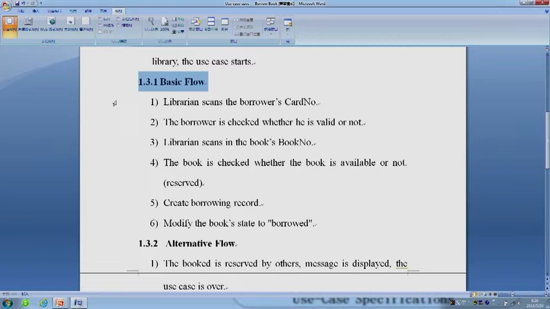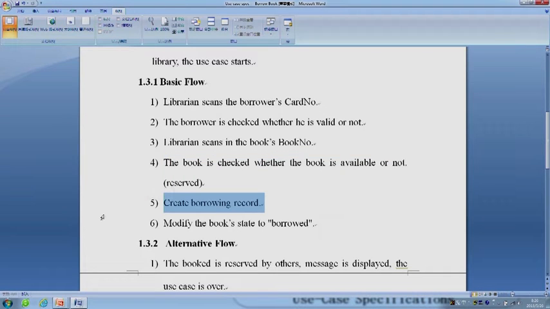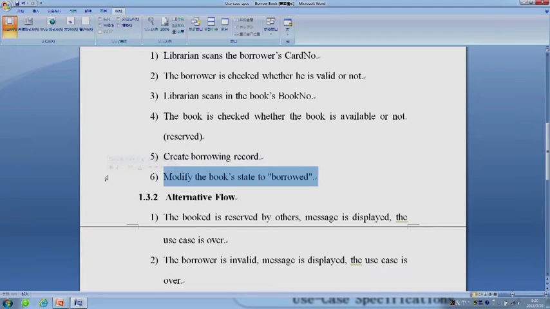Step 1. Librarian scans the borrower's card number. Step 2. The borrower is checked whether he is valid or not. Step 3. Librarian scans the book's number, and the book is checked whether it is available or not. Let's say, if the book is reserved by someone else, this borrower cannot borrow the book. Step 5. Create a borrowing record. And step 6. Modify the book state to borrowed.